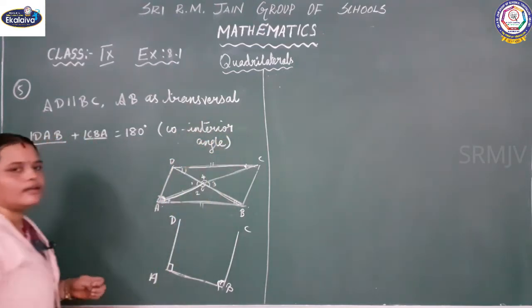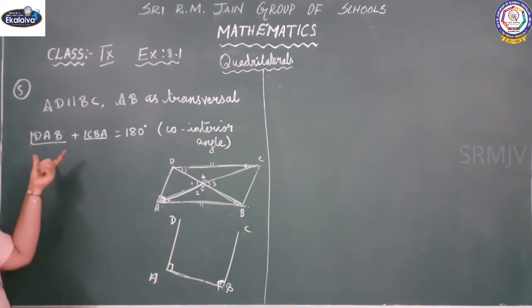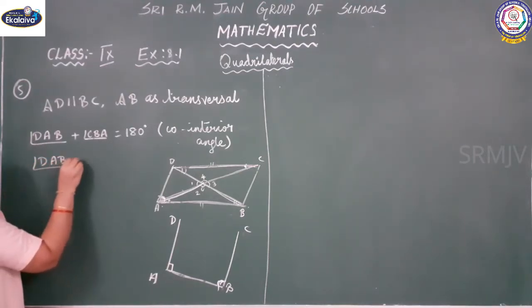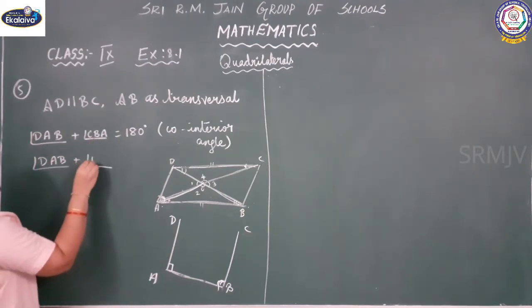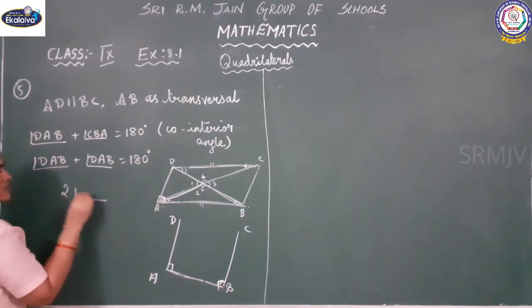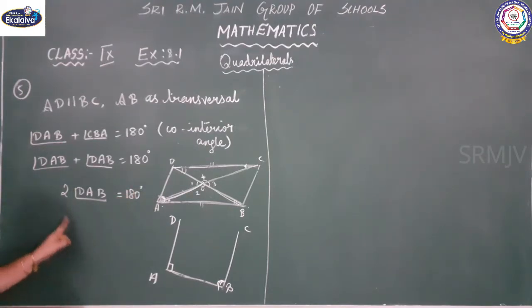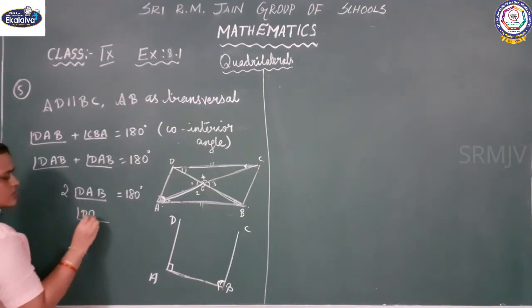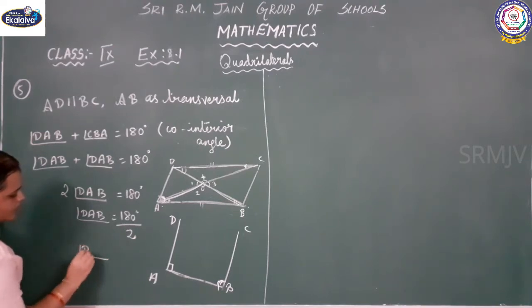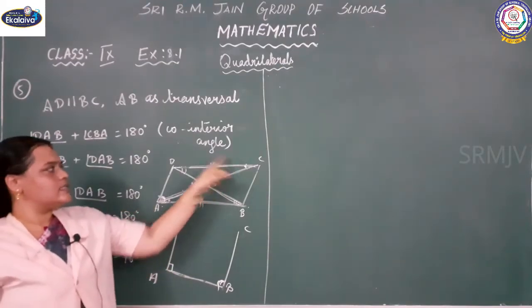Or we can also say the sum of the angles on the same side of the transversal. In the earlier proof we have proved that these two angles are the same. So let us change it in terms of one angle. So DAB plus, I am going to change angle B in terms of A, DAB is equal to 180 degrees. So 2 times angle DAB is equal to 180. 2 is in multiplication, right? When you take it to the other side, it becomes division. So DAB is equal to 180 degrees divided by 2. So DAB is equal to 90 degrees.